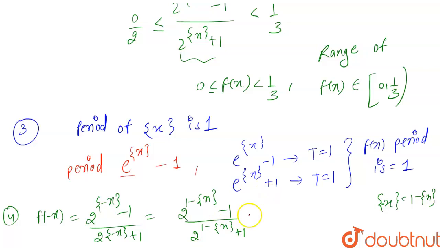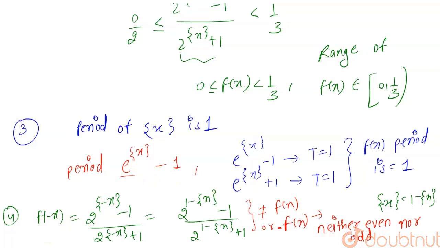Now here you can see that this function is not equal to either f(x) or minus of f(x). So it means the given function is neither even nor odd. So we can say that option 4 is incorrect.